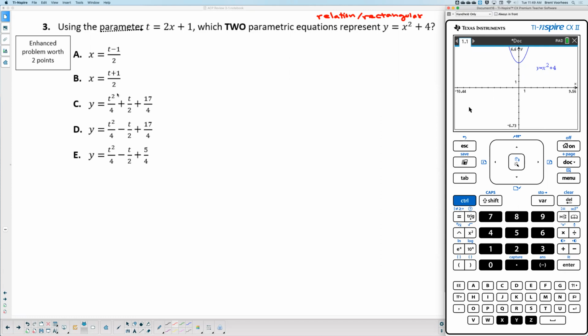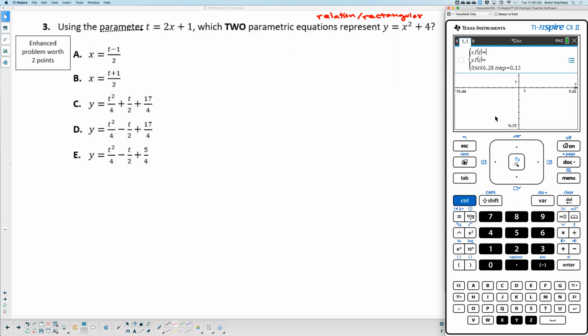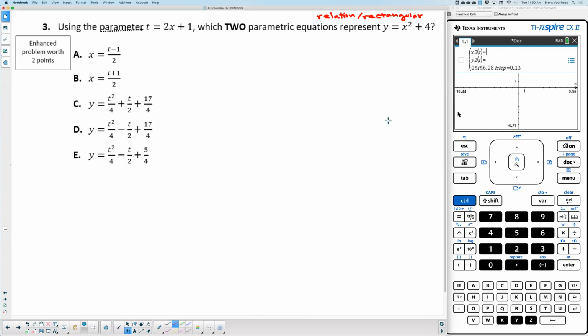I could go to parametric and just start trying out answers. So if I now go to menu, graph entry, and choose parametric, I'm actually going to press the down arrow so it shows up. The way the calculator is programmed, if it's graph number 1, it'll always be blue. Since the other one is blue, I'm going to go to 2 because the 2s are always red. I could just start typing in answer choices to see which one would work. But to save ourselves some time, I'm going to now show you the algebra.